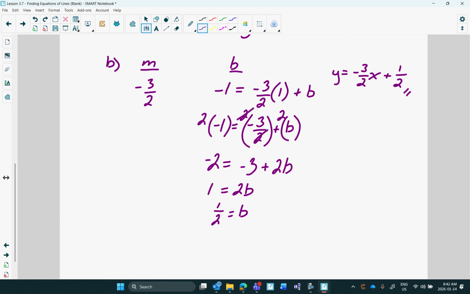So you've seen all the different types of questions you can be asked to find the equation of a line. You could be given the slope and some point. That's not the y-intercept. You could be given 2 points, in which case you're going to have to calculate the slope and the y-intercept. You could be given a point and the slope of a parallel line. You could be given the point and the slope of a perpendicular line. Those are the different types of questions you can be asked when you're asked to find the equation of a line.